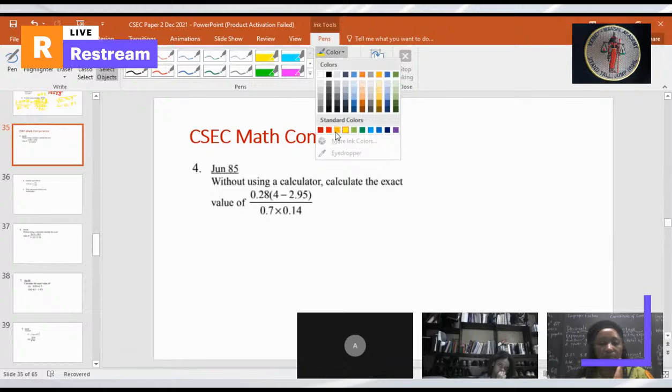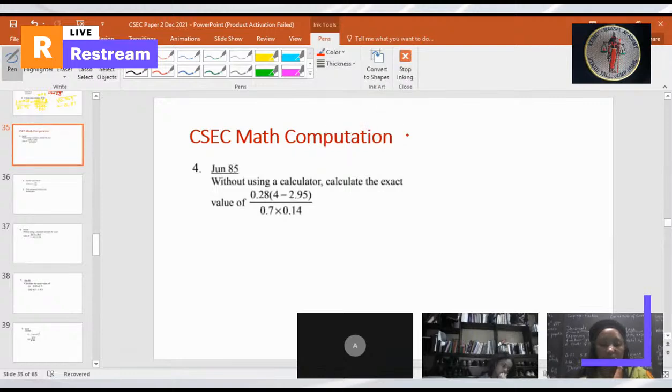Okay, miss. Without using a calculator. Okay, got it. Okay, then. 0.2 times, bracket, 4 minus 2.95. Miss, we're going to write the brackets. Okay, so work in the brackets. Yes, miss. So it would be 4.00 minus 2.95.